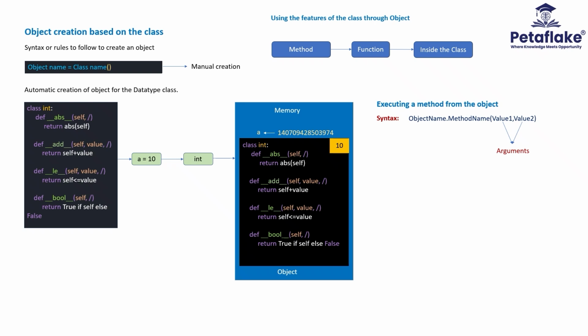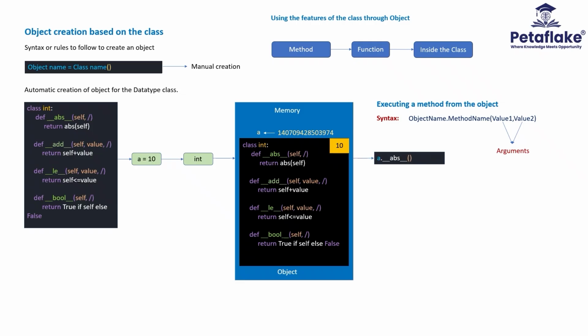Based on this code, we can understand that the int class has 4 methods. The name of each method starts with 2 underscores and ends with 2 underscores. These kinds of names are valid. Python followed this naming convention to differentiate the inbuilt methods from the user-created methods.